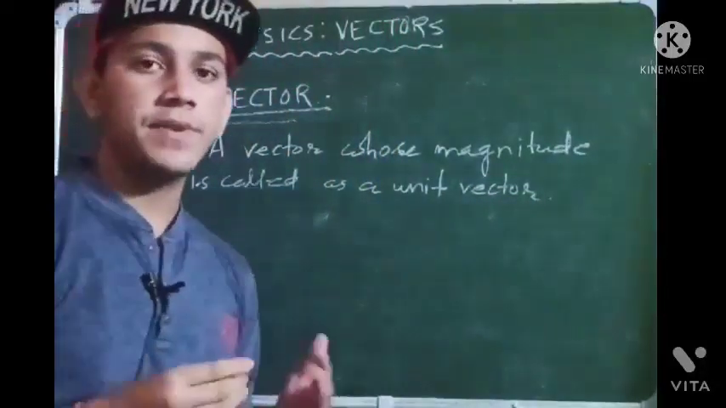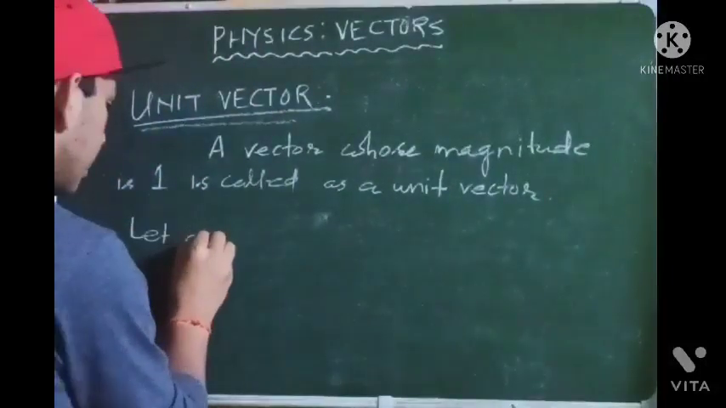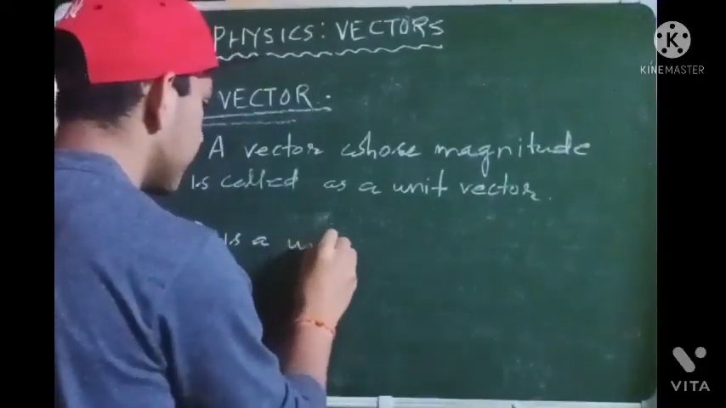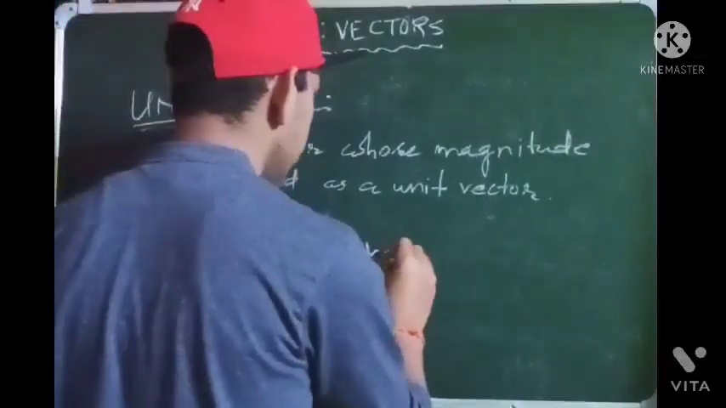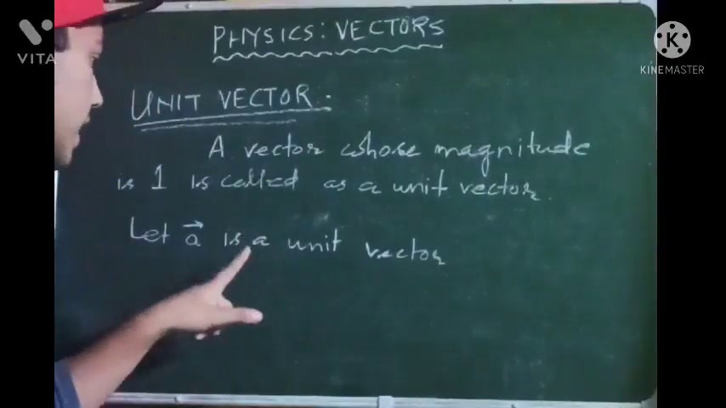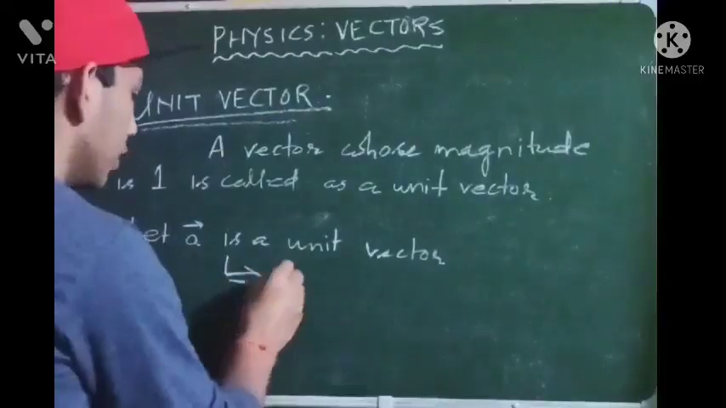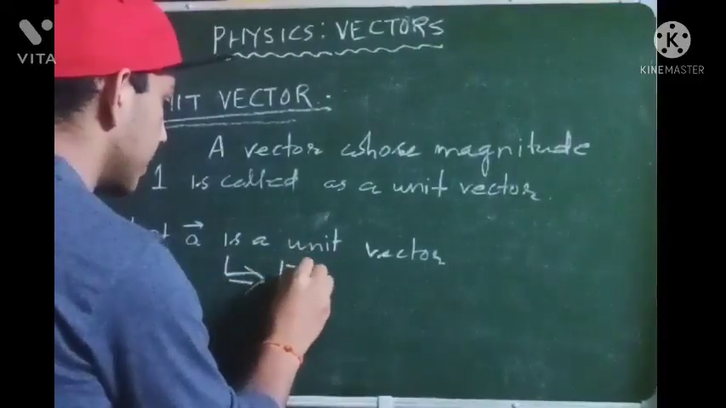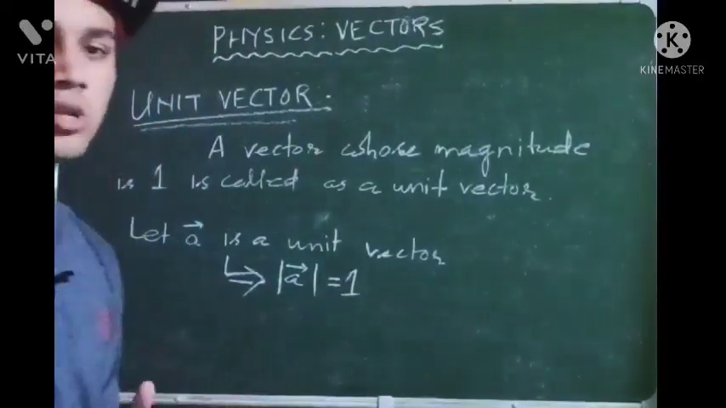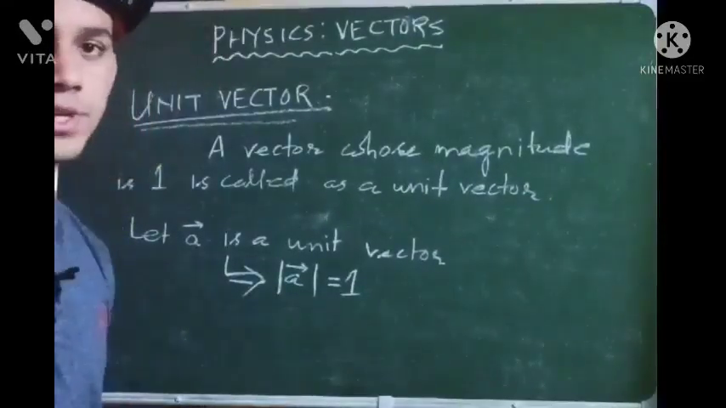Suppose we are given that a vector is a unit vector. Let a vector be a unit vector. Then from this expression we can deduce that the magnitude of this a vector should be equal to 1. This implies that mod of a vector should be equal to 1. The direction does not matter in this case. Please note down by pausing the video.